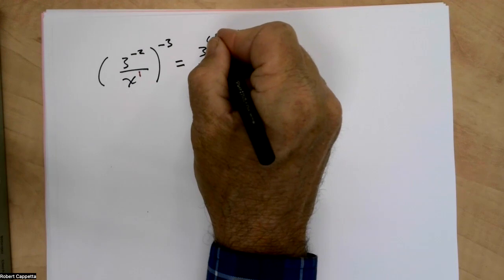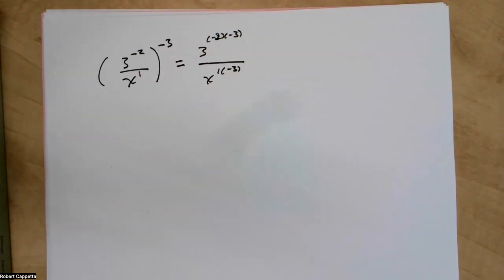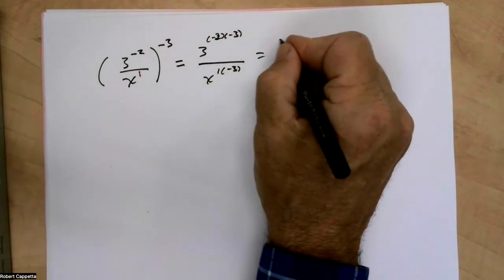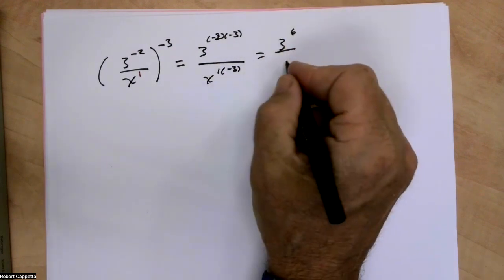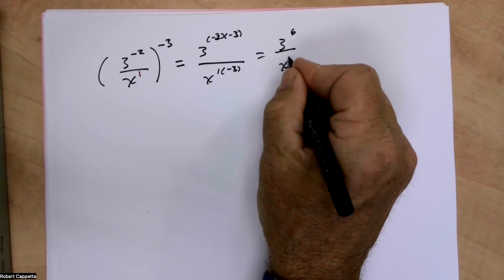Well, negative 2, hopefully you can read that. Negative 2 times negative 3, that's 3 to the 6th. That's a big number. X to the 1 times negative 3 is x to the negative 3.